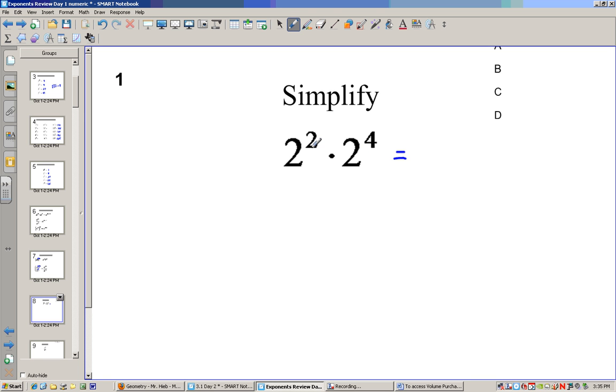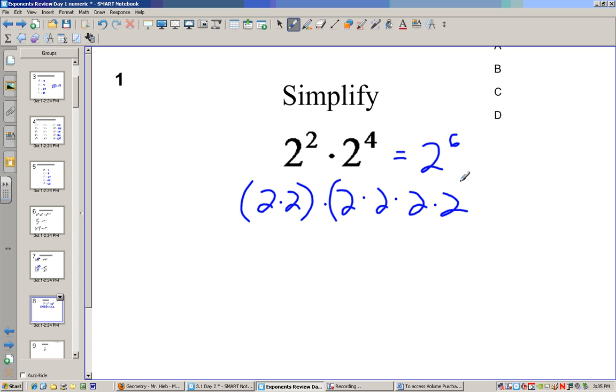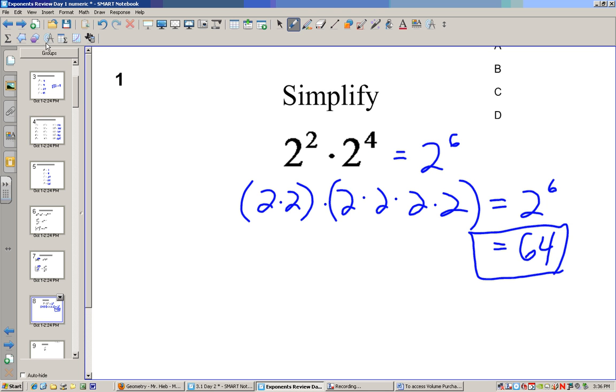So this answer is 2 to the 6th, because we have 2 times 2 for this first part times 2 times 2 times 2 times 2 for the second one. So really you have 6 2's that you're multiplying together, or we have 2 to the 6th power. Now 2 to the 6th power, some people might have it memorized off the top of their head. Some people might need to go 2, 4, 8, 16, 32, 64. Either way, the answer is 64.